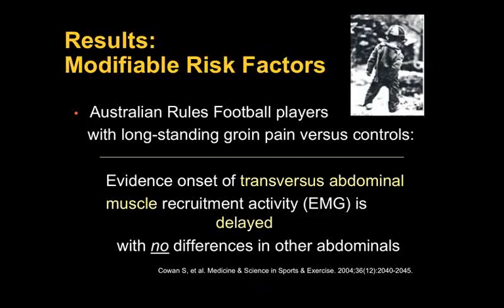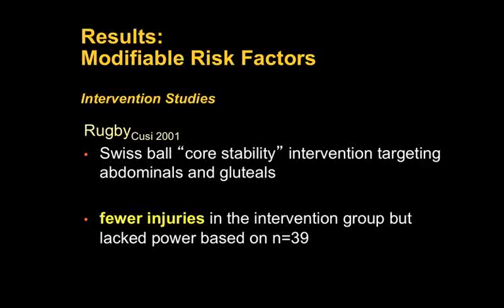Continuing to look at results of the systematic review that I did, modifiable risk factors: Australian rules football players with long-standing groin pain versus controls showed evidence of delayed onset of transverse abdominis muscle recruitment activity, with no other differences in the other abdominals. Interventional studies looking at rugby showed a Swiss ball core stability intervention targeting abdominals and gluteals resulted in fewer injuries in the intervention group, but that particular study lacked power based on a subject number of 39, so there weren't statistically significant results shown, only a trend.